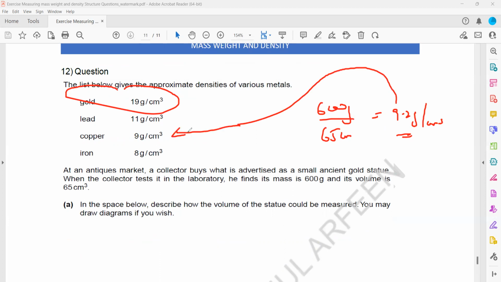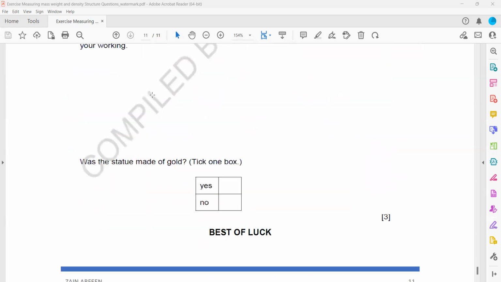If the statue was made of gold, then it should have the same density as gold, because whether we take a small amount or a large amount, the density won't change. We are getting 9.2, but it should be 19. So it's not made from gold. So was the statue made of gold? Tick the box. So that is no.